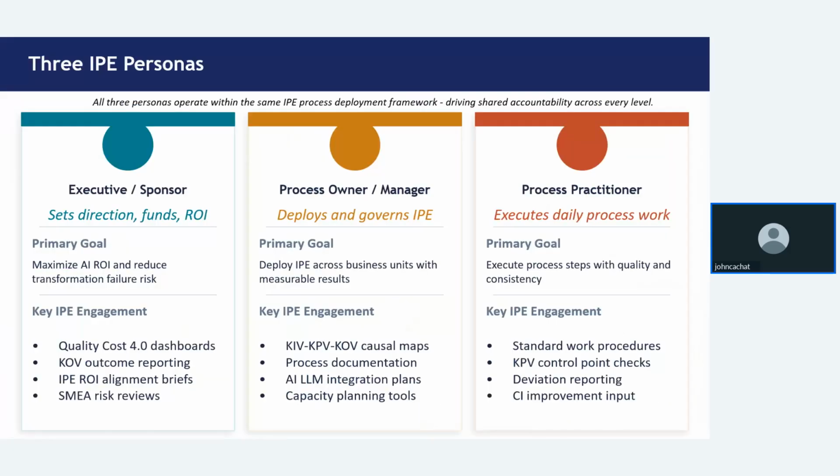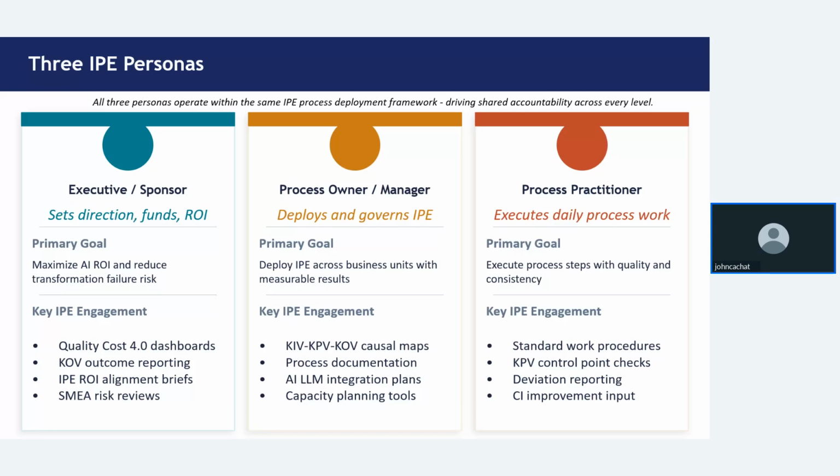Now let's talk about personas. This is probably one of the most powerful parts of the research and deployment we've been working on. If you just think of 3 levels in your company: executives, managers, and frontline employees. Again, they think differently and act differently because they're in different roles. The executives set the direction, they fund it. They're the ones looking for the ROI. Their goal is to maximize the ROI and reduce transformation failure risk.